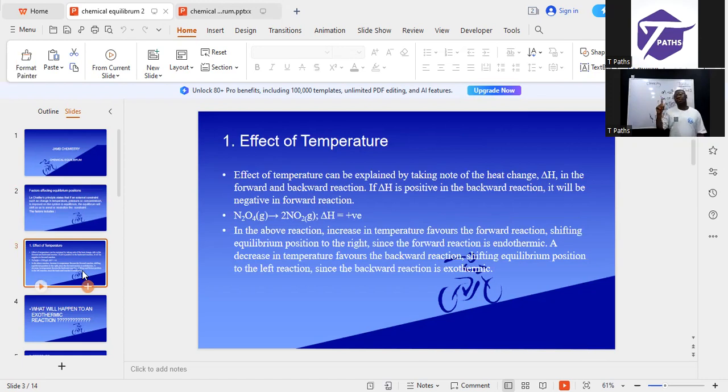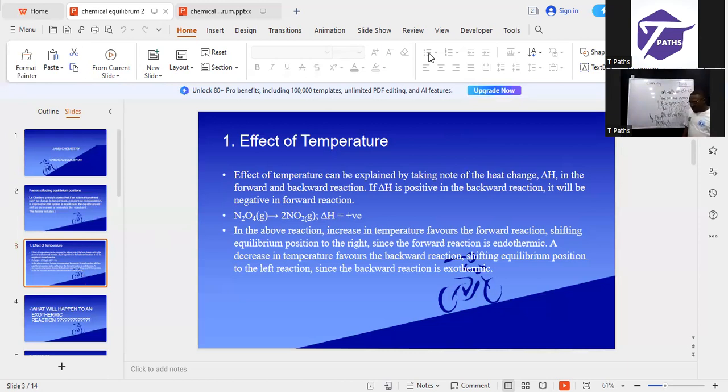The first reaction there is an endothermic reaction. Before we go on, what is an endothermic reaction? An endothermic reaction is a reaction in which heat is being absorbed from the surroundings into the system. So when heat is absorbed, we call that an endothermic reaction. And we need to note that the enthalpy change of an endothermic reaction is a positive value.